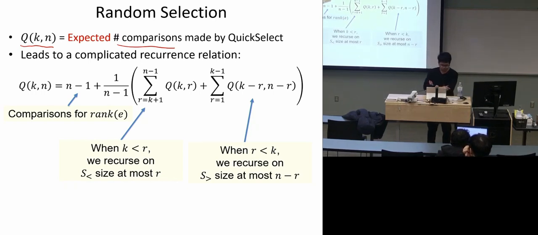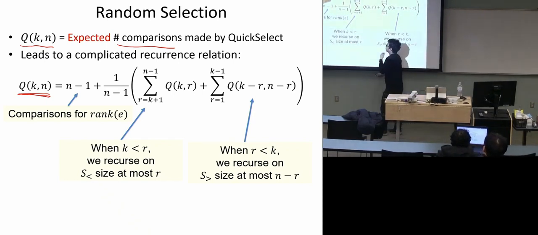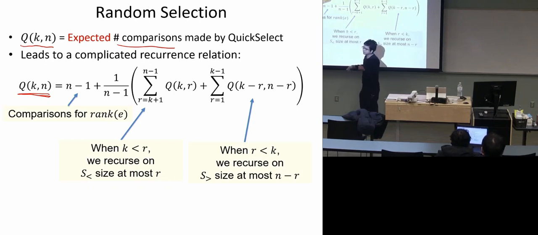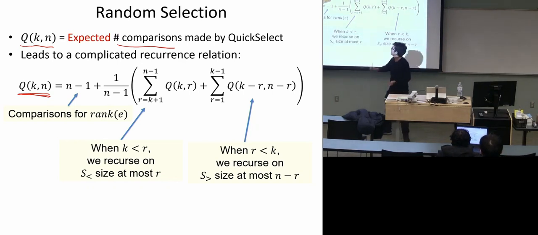First, what is the number of comparisons made by the algorithm? Well, first you pick an element E, which is just constant time. But once you pick E, you compute the rank of E. That takes n comparisons. So this is this part.